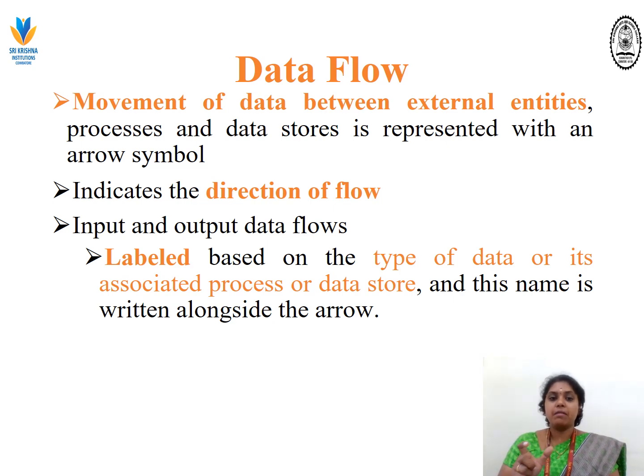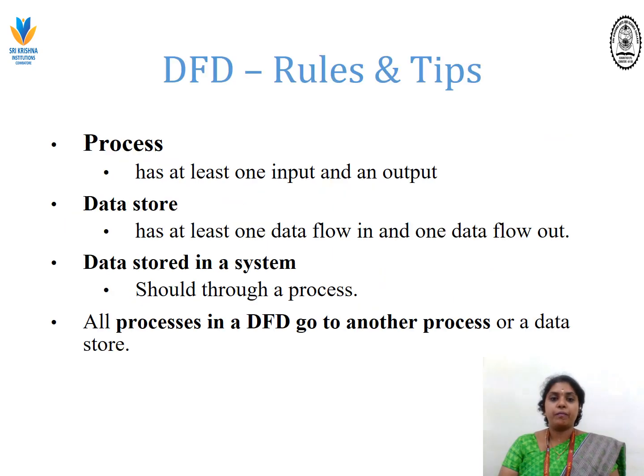The label mentioned over an arrow indicates what process has been done, or the flow that has been carried over from the process to a data store, or from the data store to a process, or from a process to an entity, or entity to a process, right? So this is all about the data flow.